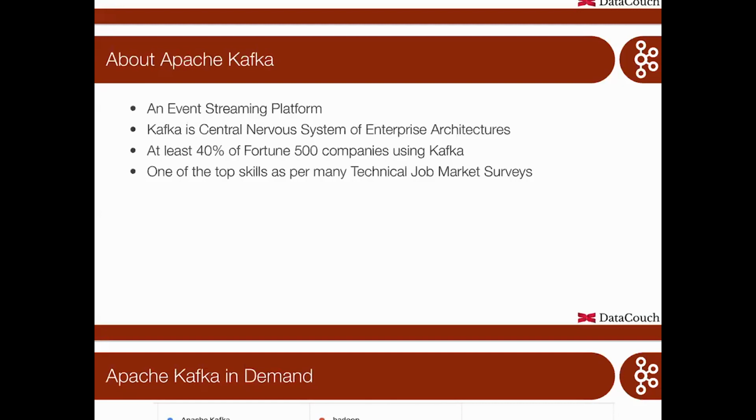These days, you will find LinkedIn, when it started facing problems, the problem was that the architecture of LinkedIn was very messy. That's why Kafka was created, and Kafka simplified the LinkedIn architecture. So it's a central nervous system for enterprise architectures. More than 40% of Fortune 500 companies are using Kafka, and this should be a very important reason to appear for Kafka certification.